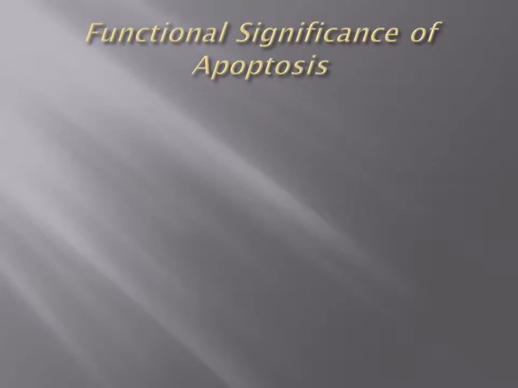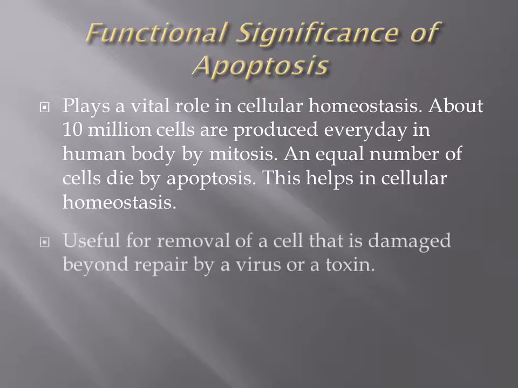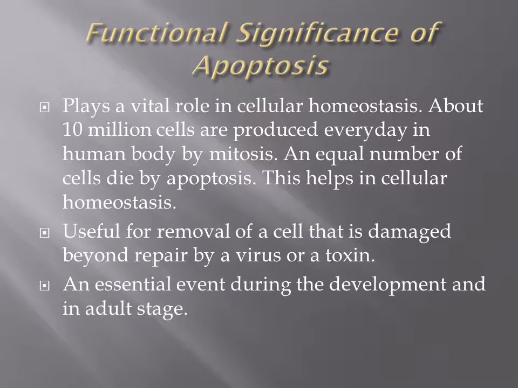Functional significance of apoptosis. It plays a vital role in cellular homeostasis. About 10 million cells are produced every day in the human body by mitosis. An equal number of cells die by apoptosis. This helps in cellular homeostasis. It is useful for removal of a cell that is damaged beyond repair by a virus or a toxin. It is an essential event during development and in the adult stage.